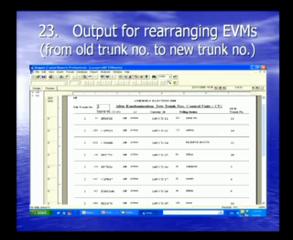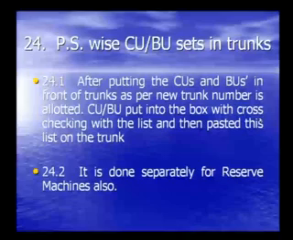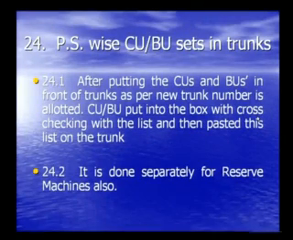Once we do the entire exercise in the form of old trunks and new trunks, it has made things very easy. The person who is in charge of trunk number 2 knows which machine he has to put in which trunk. After putting the CUs and BUs in the trunks as per the new trunk number allotted, the CU BUs are put into the box after cross checking with the list, and then this list is pasted on the trunk. It is done separately for reserve machines also.